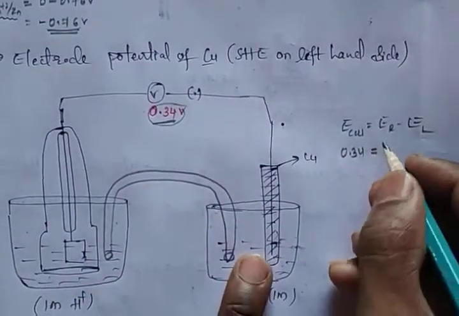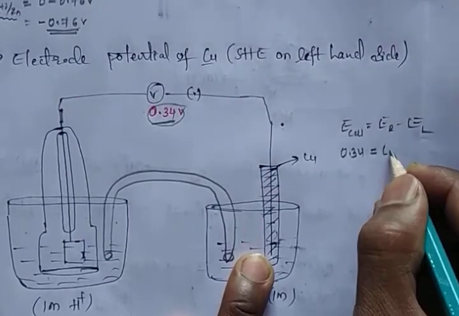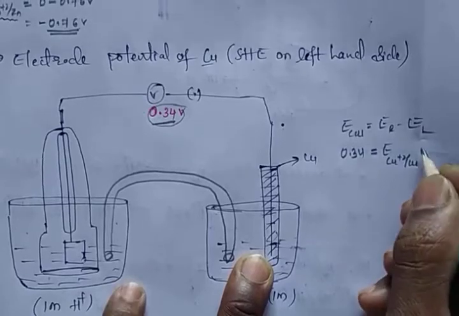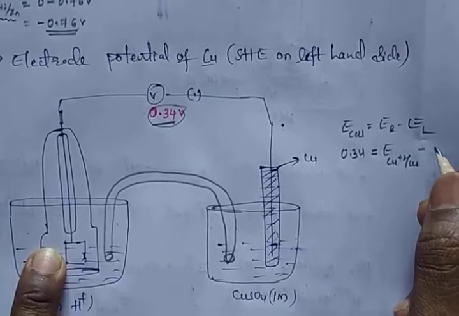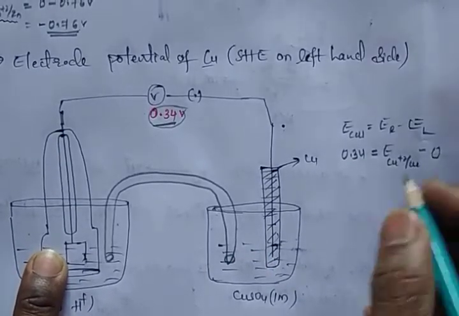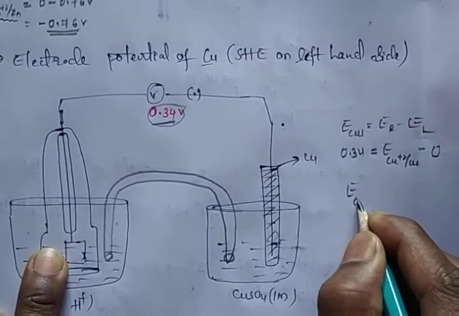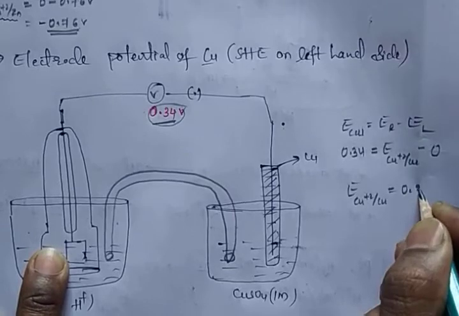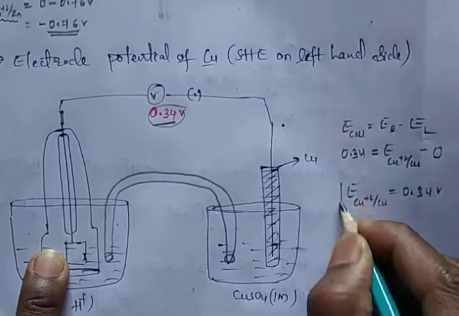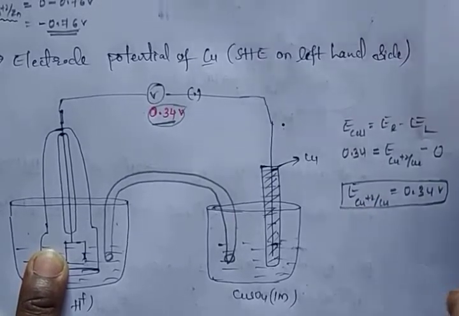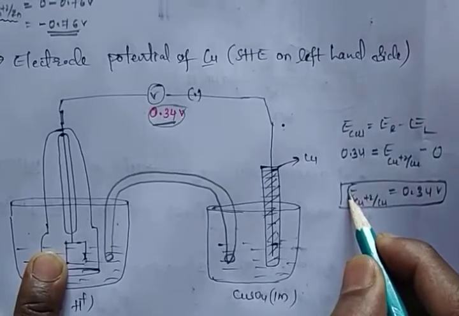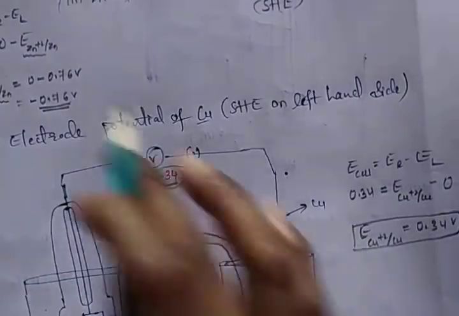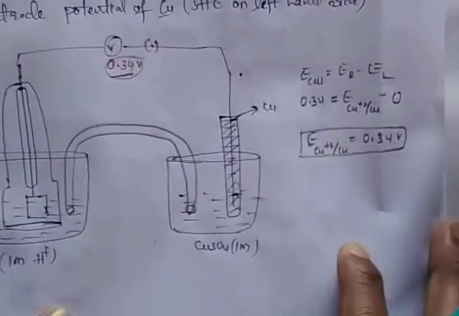E right hand side कौन सा है? Right side copper, E copper, reduction potential of Cu bar Cu minus E left hand side is SHE, its value is 0. So therefore reduction potential of copper value is equals to 0.34 plus 0.34. This is the values. So I have measured the electrode potential of copper, electrode potential of zinc, its values I can measure by using SHE.